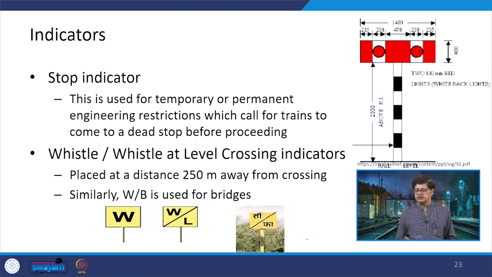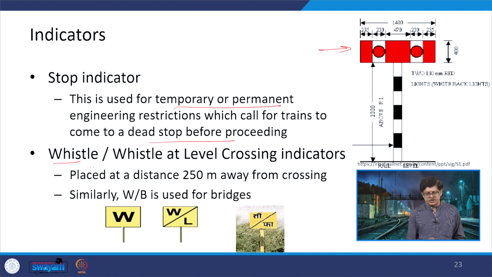Then stop indicator. This is a stop indicator, a rectangular plate with white and red patches provided on it. You have vertical bands of red along with circular bands in between, and that defines a stop condition, used under temporary or permanent engineering restrictions when they are imposed, when different types of repairs etc. are going on, or if it is a requirement to call a train to a dead stop before proceeding at any location, then also this can be utilized.